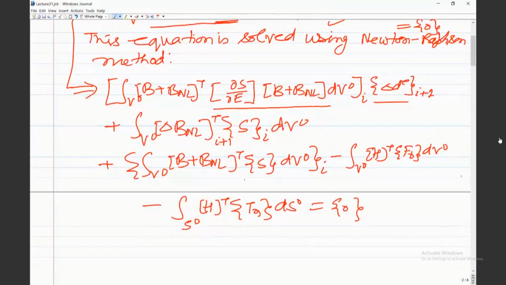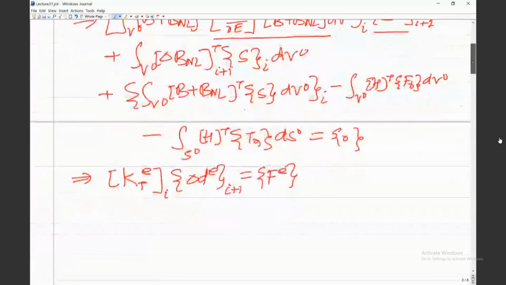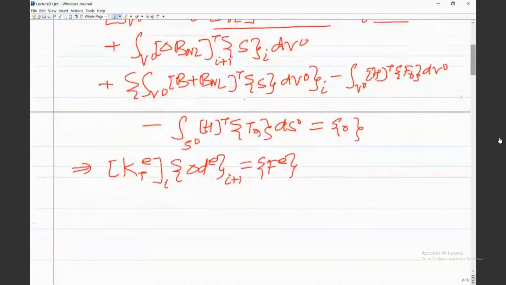Now if you look, we basically assemble and solve this for delta D. I can write this equation in a short form. We will have the tangent stiffness matrix KTE evaluated at the previous iteration into delta DE for the current iteration is equal to the external load. I am just putting it as FE because it has external forces which are known for that iteration, and you have some quantity which is evaluated at the previous iteration.